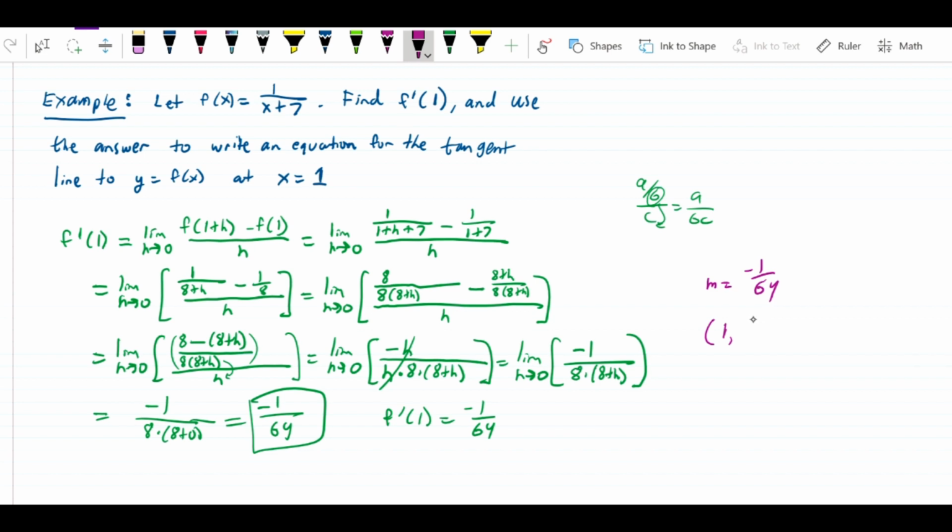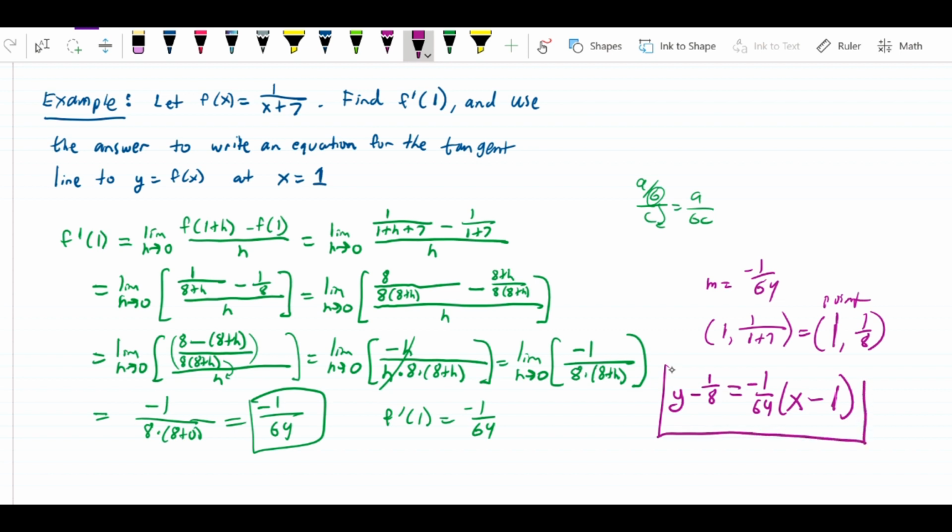So I'm plugging in 1 over 1 plus 7. So that's going to be the point 1 comma 1/8. So there's a point. So here we have a point, and we have a slope, and we can write the equation of the line. That's going to be y minus 1/8 equals negative 1 over 64 times x minus 1. And there's the answers: f prime of 1 equals negative 1 over 64, and here's the equation of the tangent line.